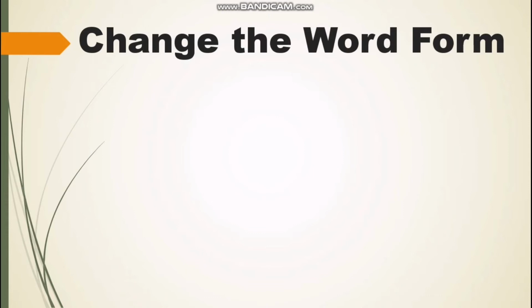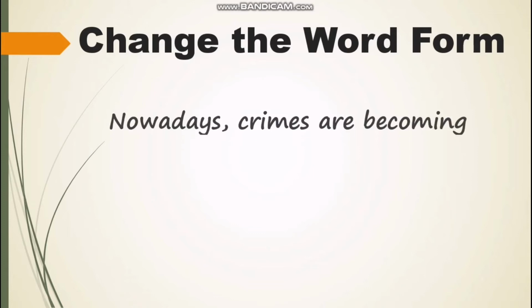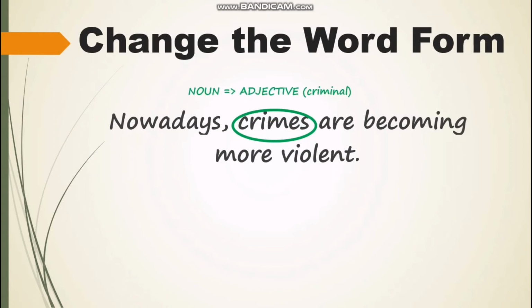Let's have an example. Nowadays, crimes are becoming more violent. Crimes and violent are the two words we are going to use to show this method. The word crimes is a noun, so to paraphrase it, we just have to use its adjective form, criminal. And the word violent is an adjective, and to paraphrase it, we use its adverb form, violently.